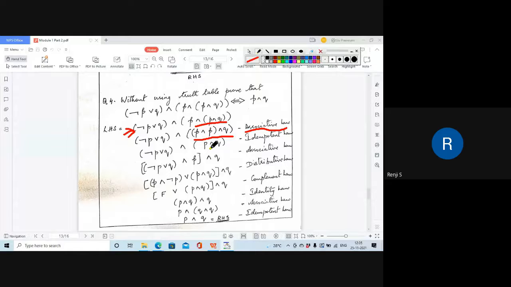Okay. Anybody has doubt in this section? Anybody has doubt in this first step? Anybody has doubt? Did you write down that line?